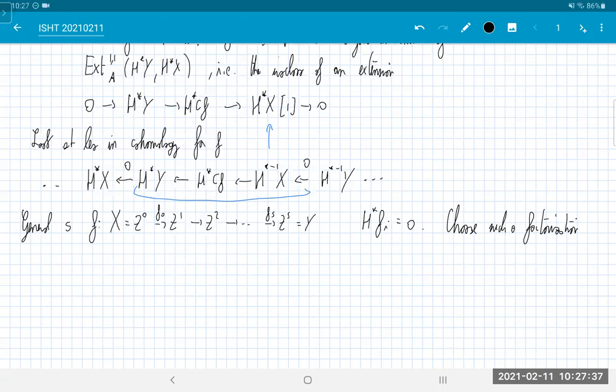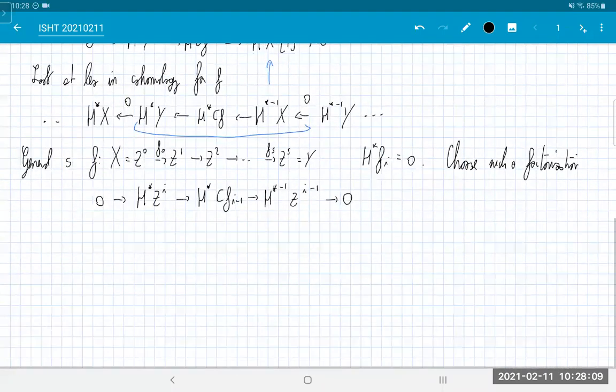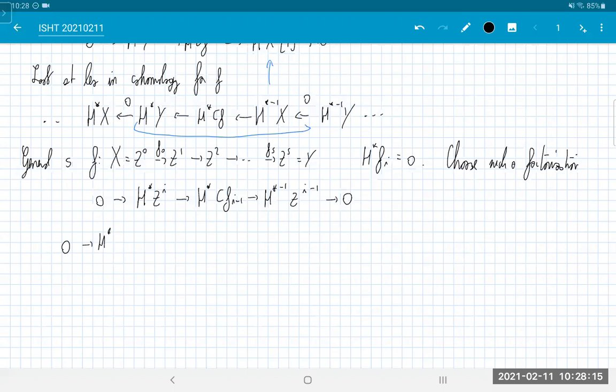Then, as before, we can get stuff like these: Z_i, the cone of f_i minus one, Z_i minus one. Oh, that's i minus one, sorry. Okay, using the same trick as before. And now you can splice them together and you can get, well, not too long an exact sequence.